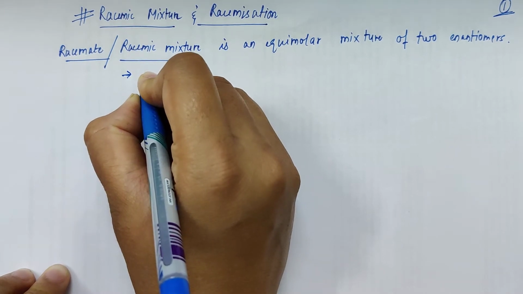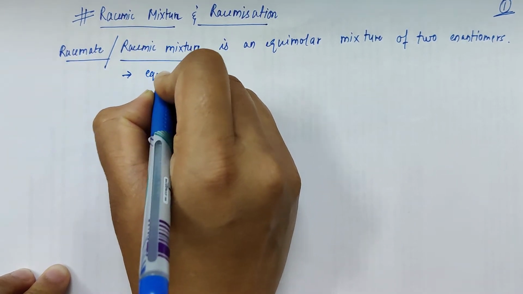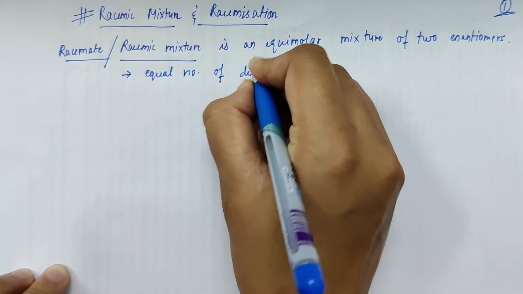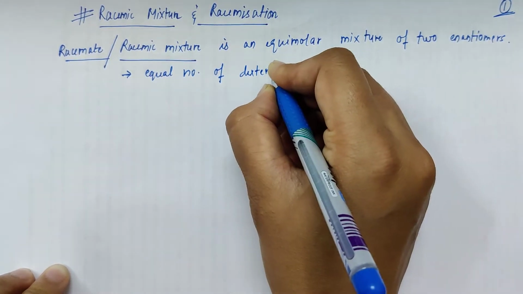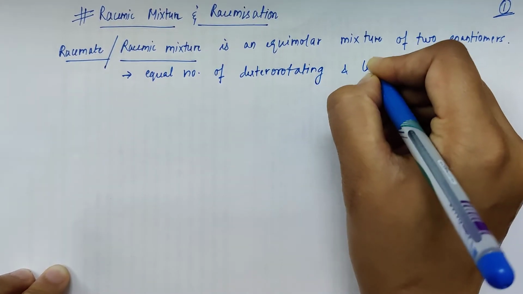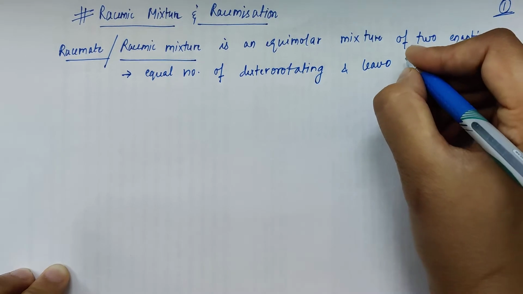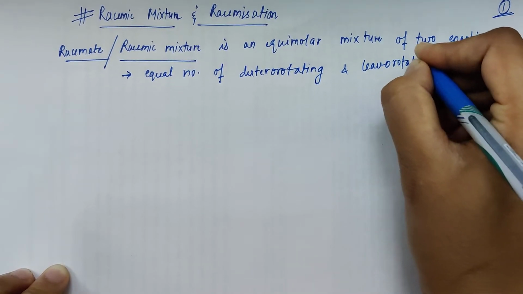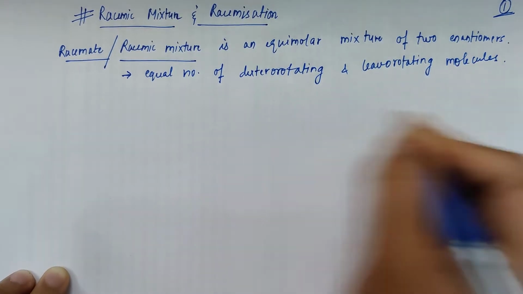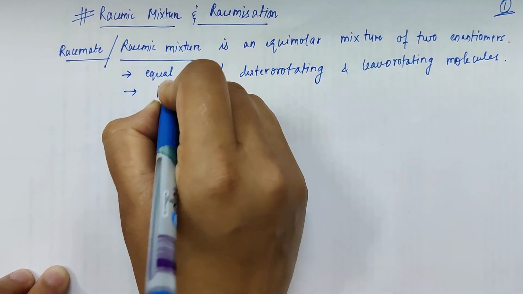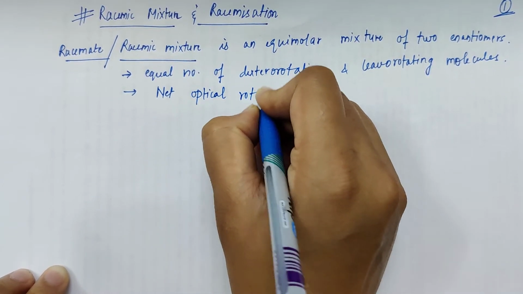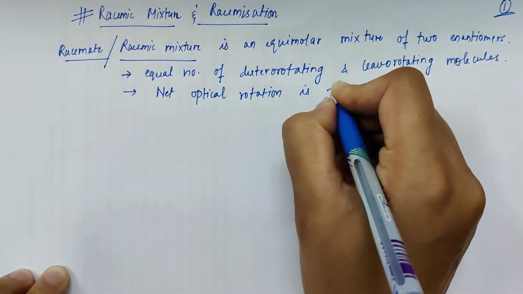It will have equal numbers of dextrorotating and levorotating molecules. Therefore, the net optical rotation is 0.